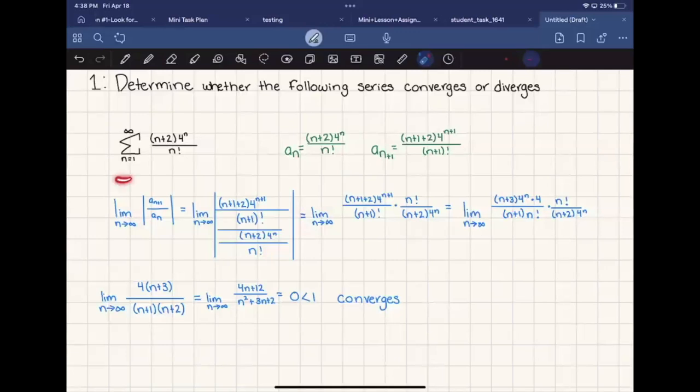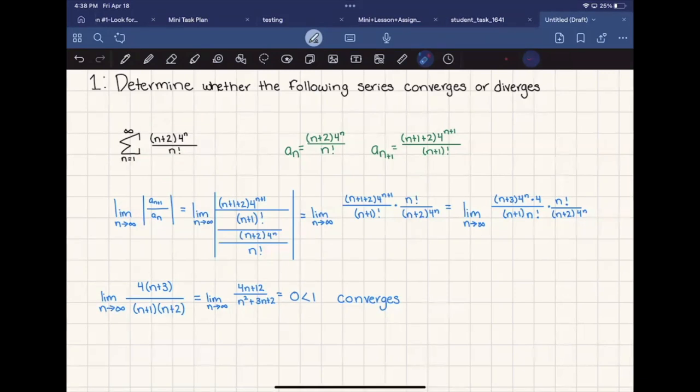And this is our series here. We have the summation when n equals 1 to infinity for this quantity right here, which is parentheses n plus 2, close parentheses, times 4 to the power of n, all divided by n factorial.